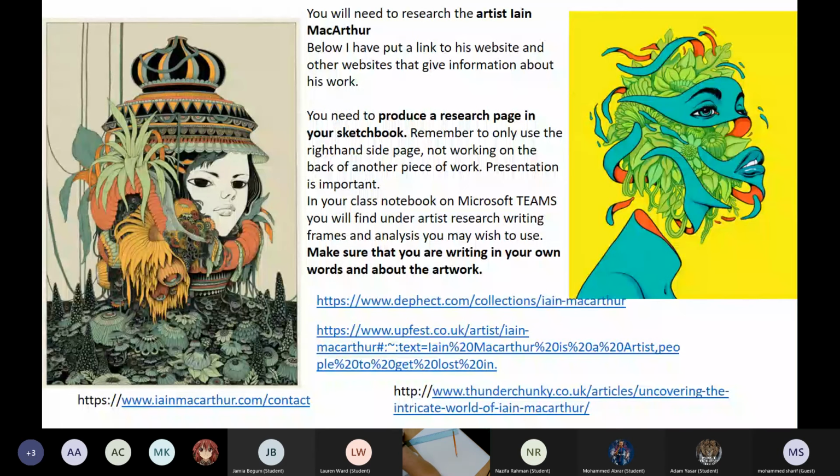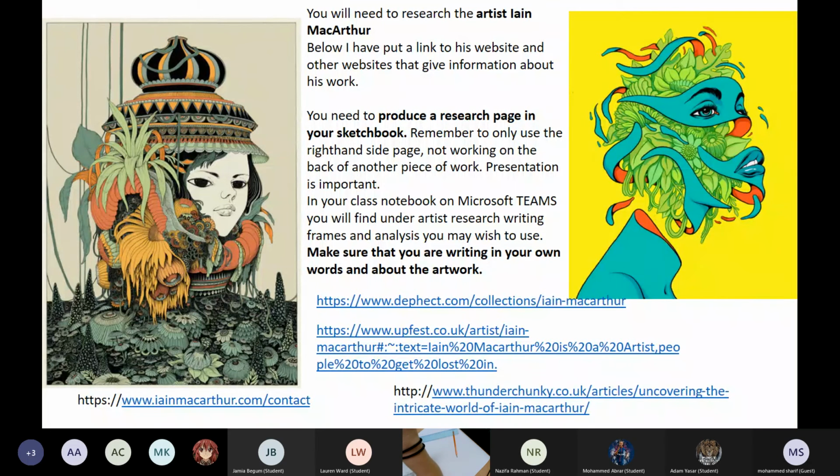As I say, you need to make sure that you look at all these websites. They're very different. Some link to his work and they've got pictures of his work. Others have got a few bits of information about him. Others, there's like an interview, which is really interesting and actually answers a lot of questions that you may ask yourself when you're doing research.